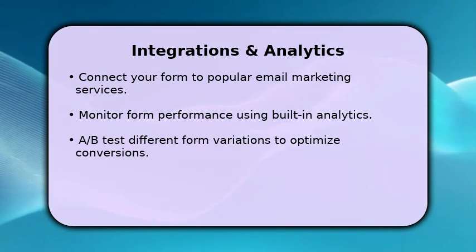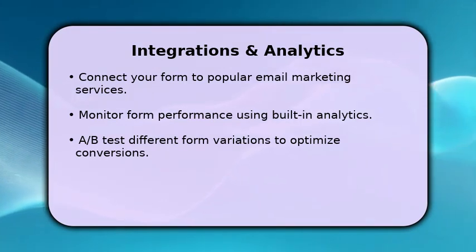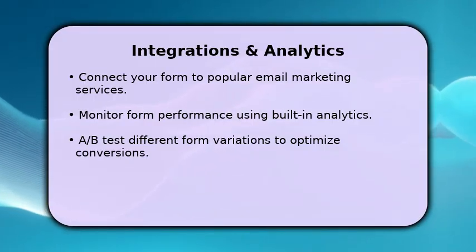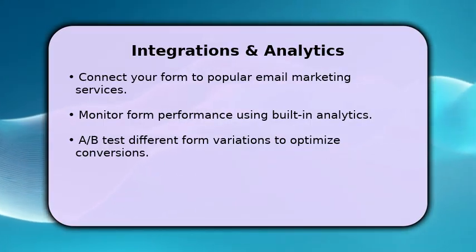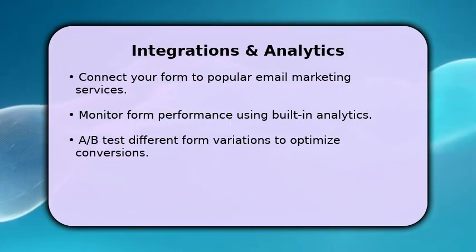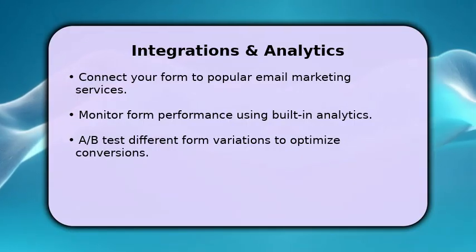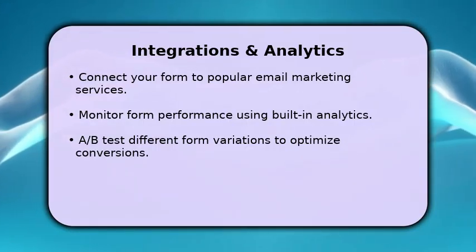Finally, let's talk about integrations and analytics. Bloom seamlessly connects with 19 popular email marketing services, including MailChimp and ConvertKit, making it simple to add new subscribers to your lists. The plugin also provides built-in analytics, allowing you to track impressions, conversions, and conversion rates. You can even A/B test different form designs to discover which performs best, potentially boosting your sign-ups by 20% or more.